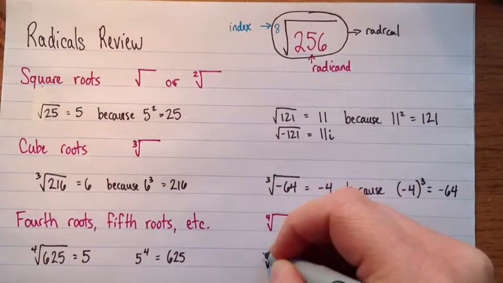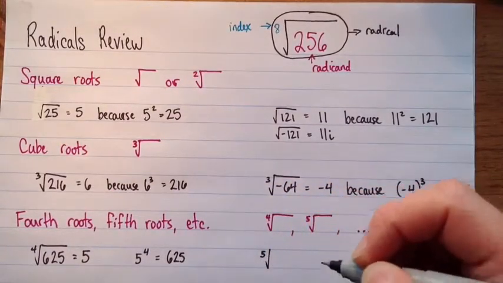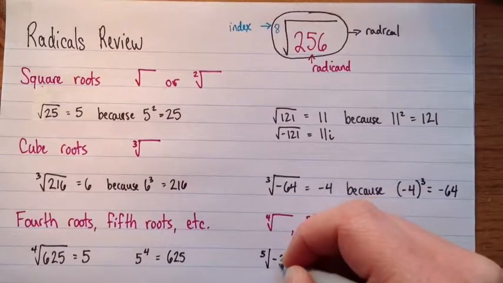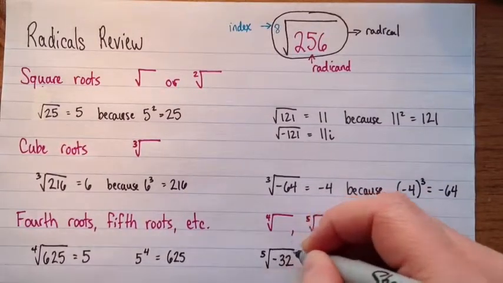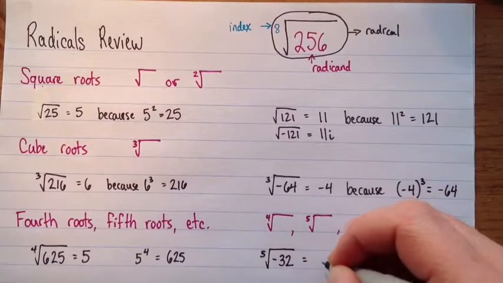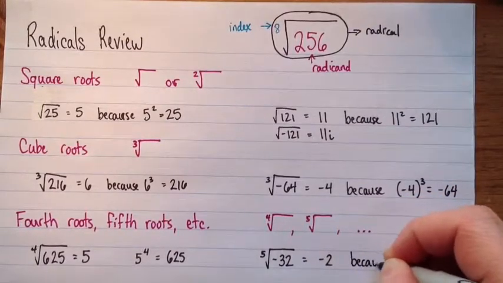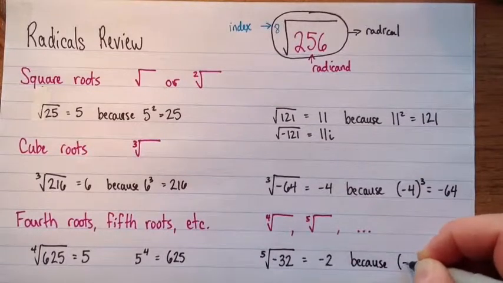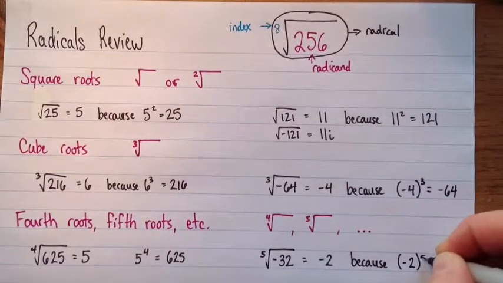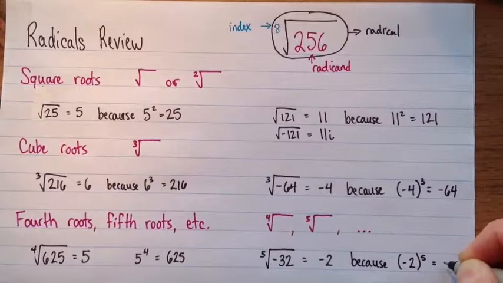And let's do a 5th root. Let's do a 5th root of negative 32. And that is just going to be negative 2. Because negative 2 to the exponent 5 equals negative 32. Okay, good luck.